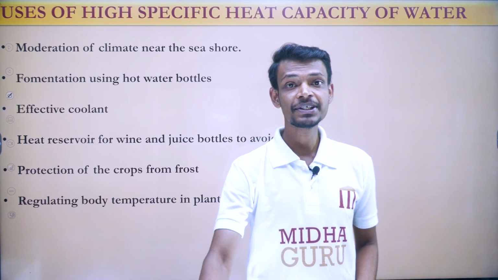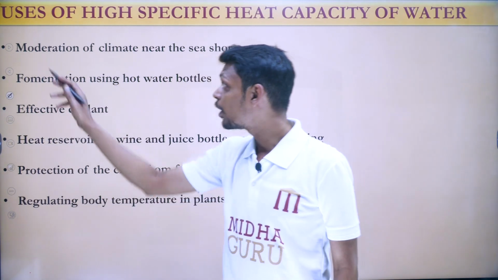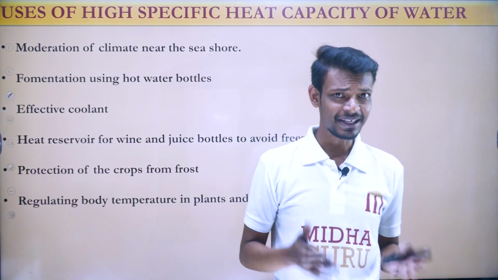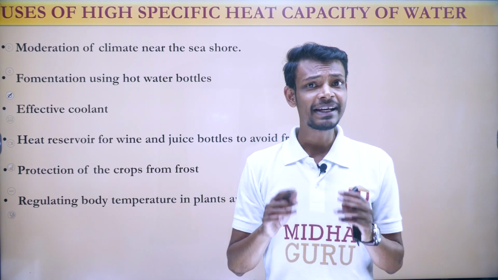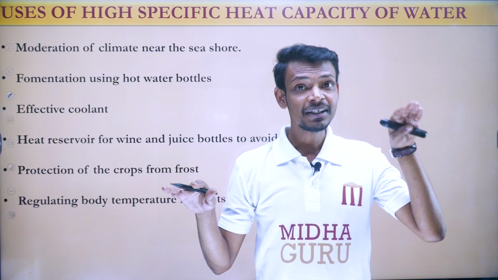Now we are going to understand the uses of specific heat capacity. First is moderation of climate near the seashore. We already know about the land breeze and sea breeze, and this is possible because there is a difference in the specific heat capacity of seawater and the land.